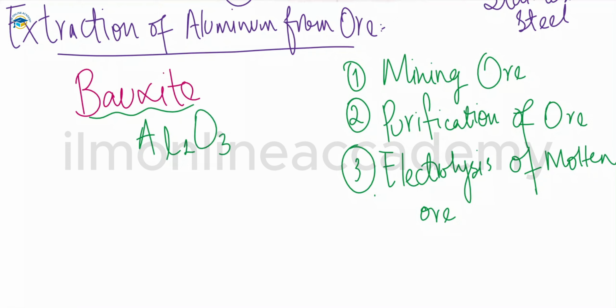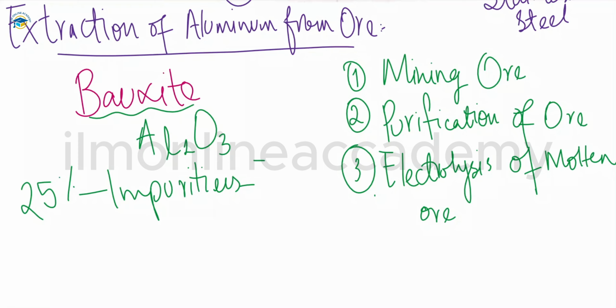Up to 25% of bauxite consists of impurities like iron oxide, so about 75% is aluminum that can be extracted. The iron oxide gives the aluminum ore a red-brown color. Aluminum is extracted from the bauxite by the electrolysis process.